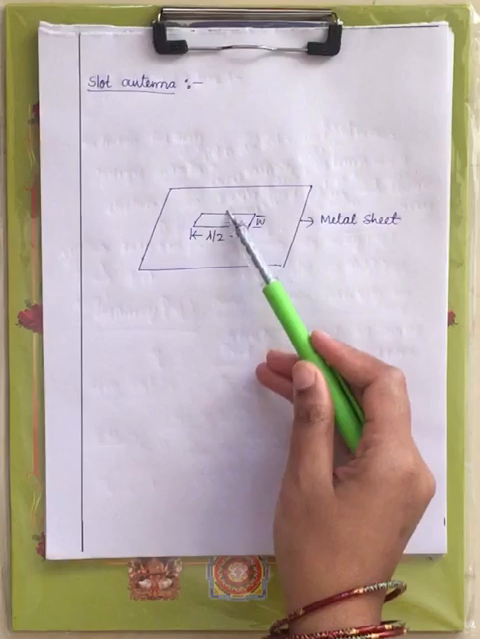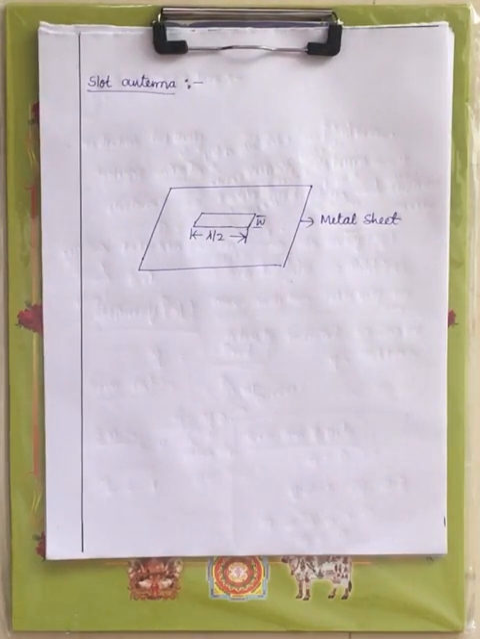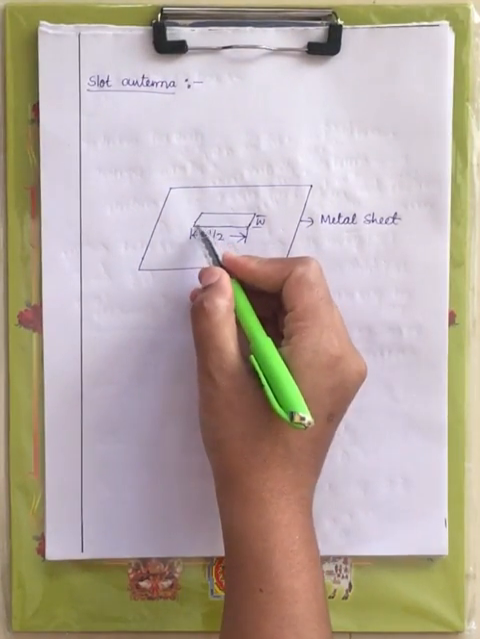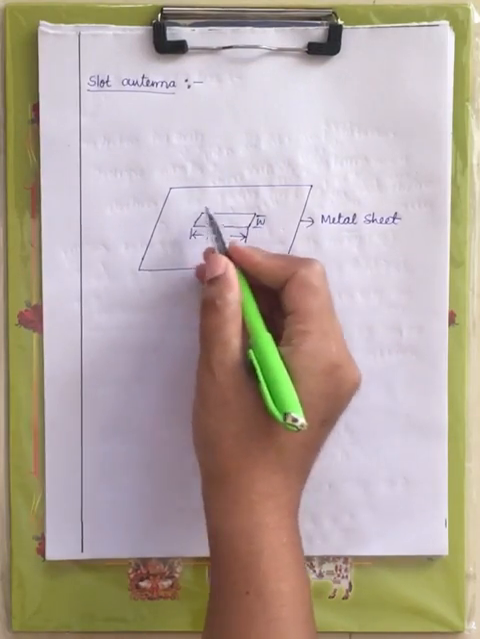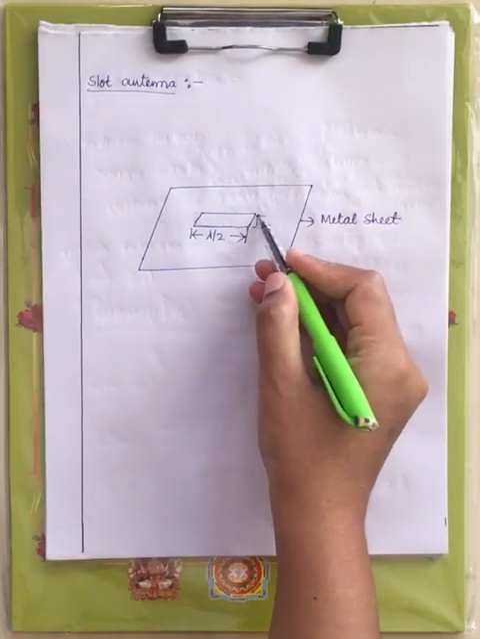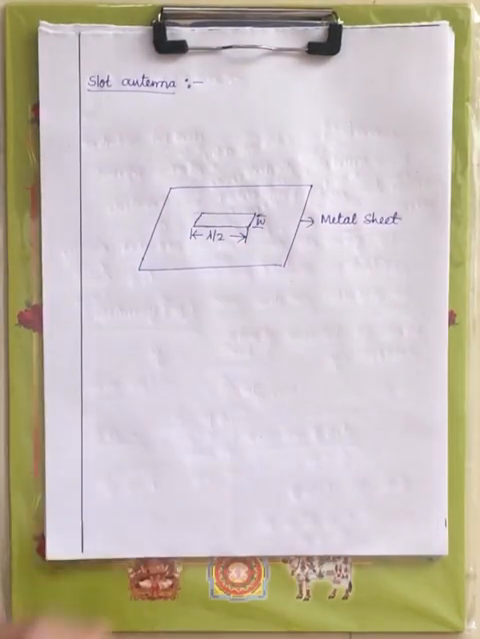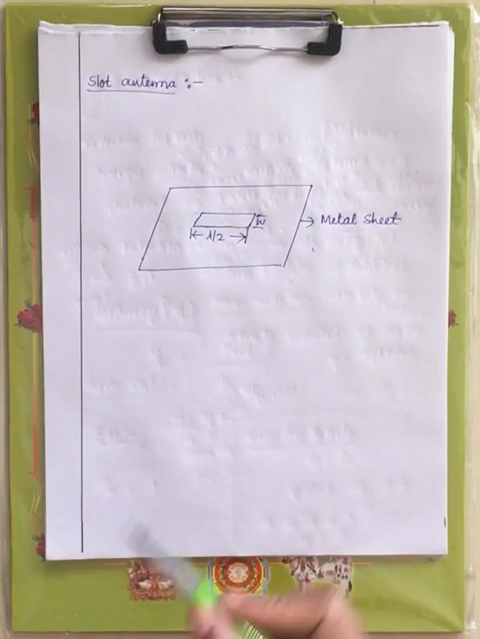This is nothing but a cut. This is a metallic sheet. It is simply an opening cut on a conductor sheet or metallic sheet. This slot is rectangular in shape. This is the structure of the slot antenna, with cut width W and length lambda by 2.